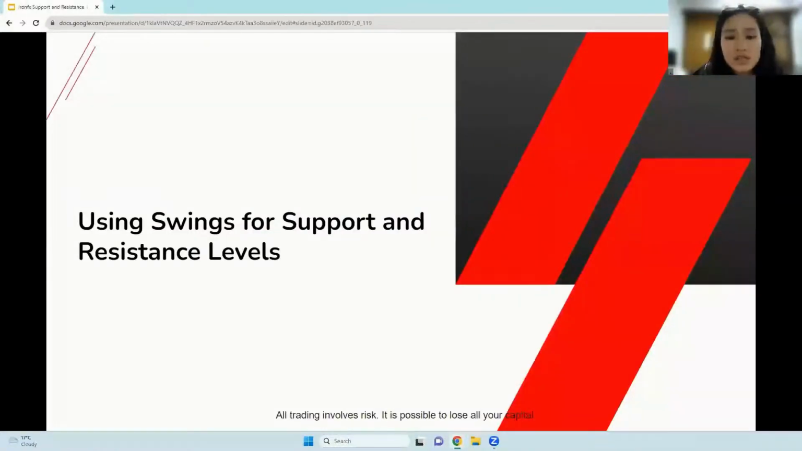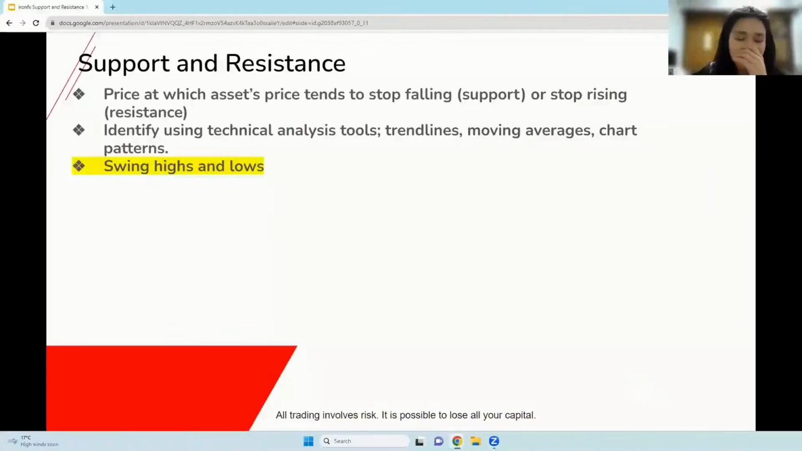Okay, let's get started. So firstly, we'll go into how exactly you can use swings for support and resistance levels. So support and resistance levels in trading basically refer to prices at which an asset's price tends to stop falling, which would be your support, or stop rising, which would be your resistance.